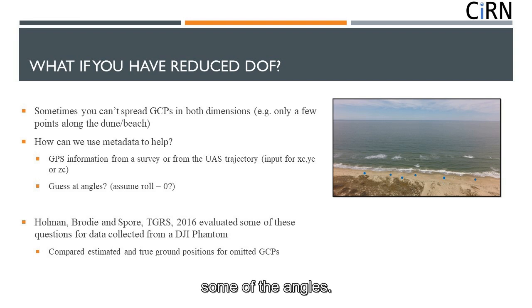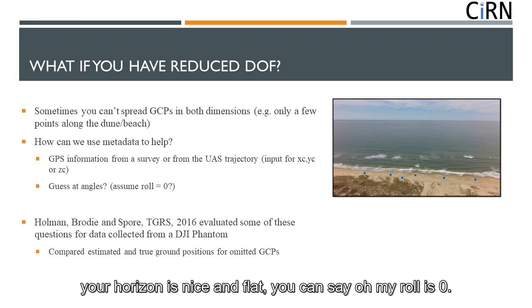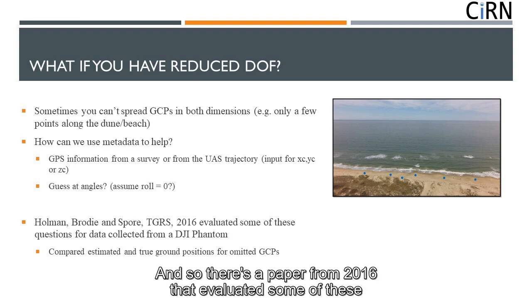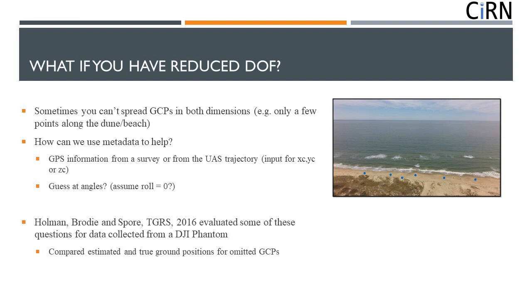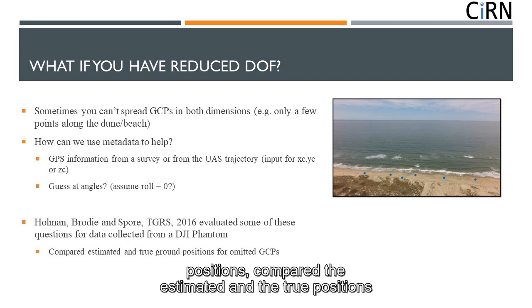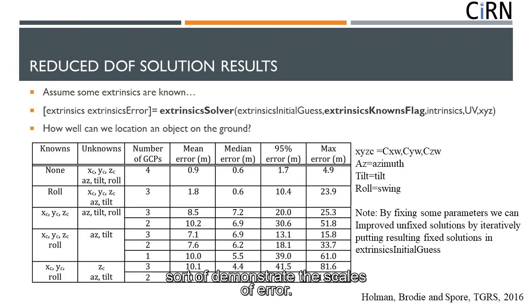You can guess at some of the angles if you're collecting data from a UAV and it has a super nice gimbal that keeps it nice and stable, and your horizon is nice and flat. You can say, oh, my roll is 0. There's a paper from 2016 that evaluated some of these questions and ran through examples for data collected with an old DJI Phantom. We compared the estimated and the true positions for the GCPs using these reduced degrees of freedom solutions to demonstrate the scales of error.